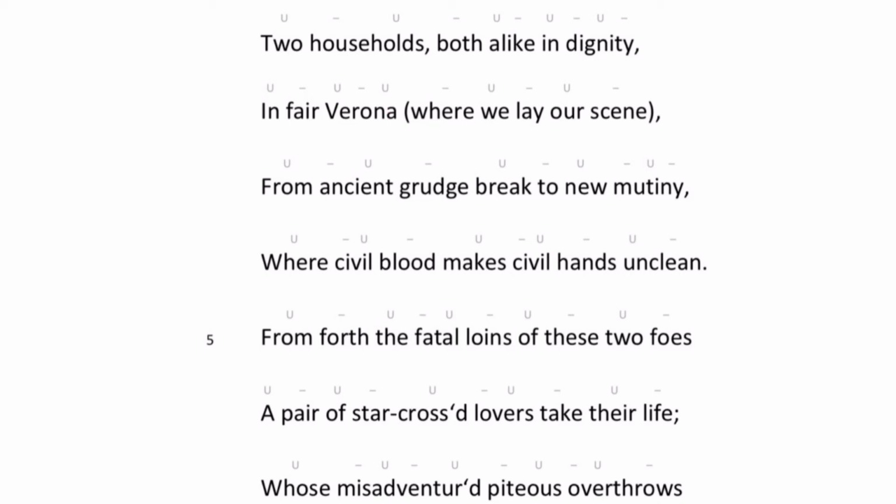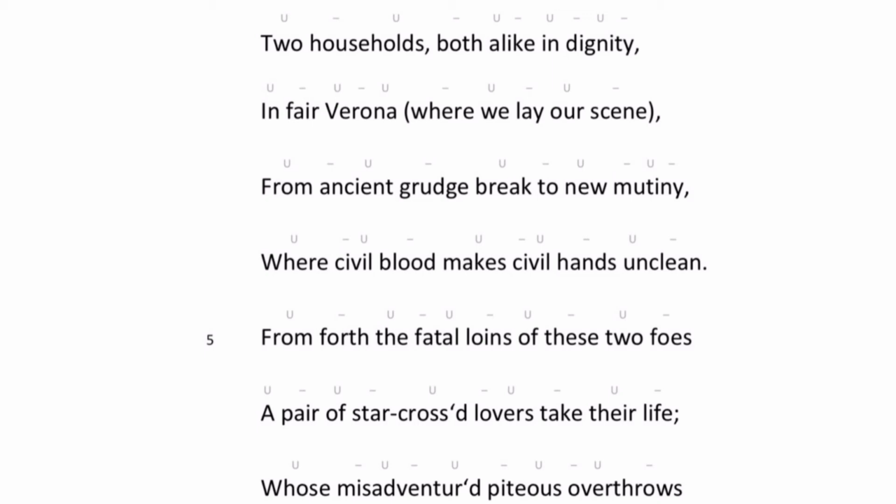Verona fits. Ancient. Mutiny. So that looks pretty good. Now the next step, to find the breaks, you could read the thing like a robot, really overdoing the stresses and the unstressed syllables, and by doing so detecting passages that you might read differently.